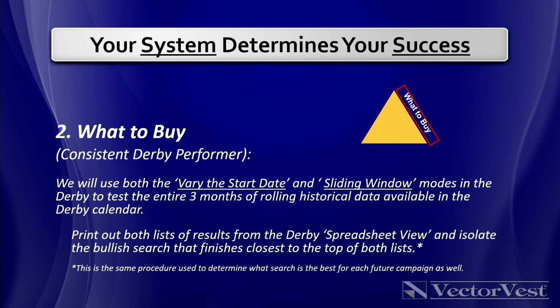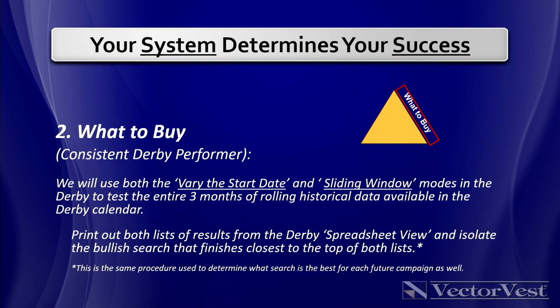So when we say consistent Derby performer, there's a lot of words on the screen. I just want you to really pay attention to me. What essentially we're going to be doing is looking at two modes of analysis that take all of the strategies in Unisearch in VectorVest that we feel are the cream of the crop, which is still a couple hundred. And we're going to look back at the last 3 calendar months of data, and look for strategies that no matter how we slice that data are consistent moneymakers. They've done the best over the last 3 months at making money.